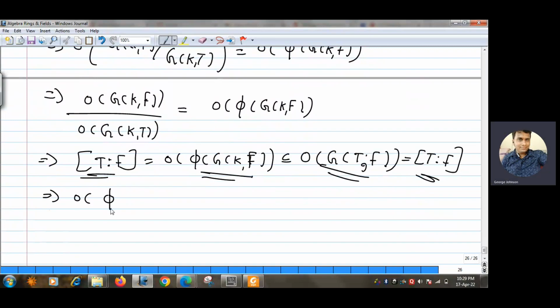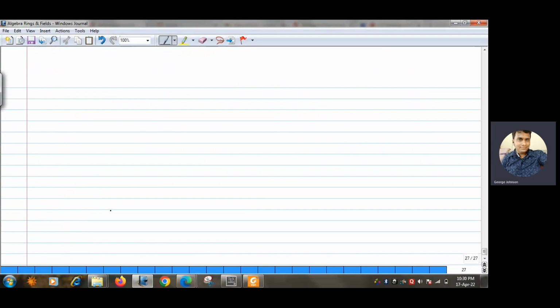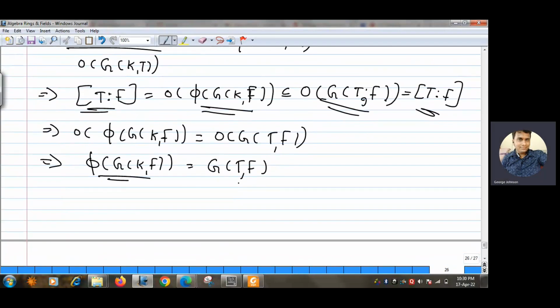So the order of the range and the order of the codomain are the same. Because both are finite groups, we must have the range the same as the codomain. Because if you are dealing with a finite group, and the order of the subgroup and the order of the group are the same, then the subgroup must be the same as the group. There is no other option, right? So what I have proved is that phi of GKF is the same as GTF.